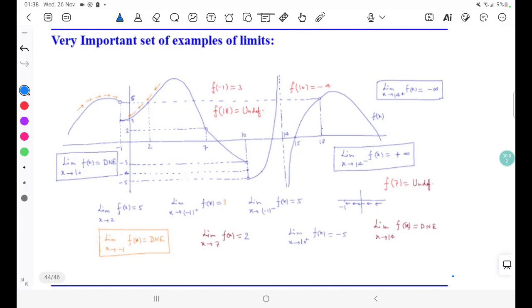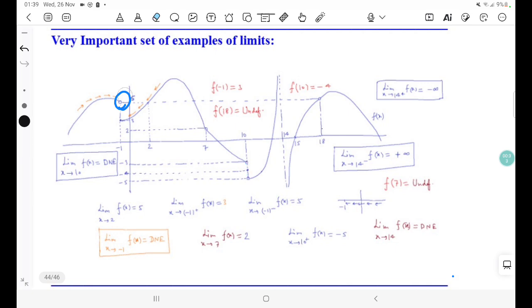Hi everyone. In today's video we will understand one of the most important concepts in calculus, that is limit, using this graph full of examples. Here we have function f(x) drawn across different values of x. You will notice that there are some open circles, closed circles, some jumps and some undefined points also. Each of these helps us understand different types of limits.